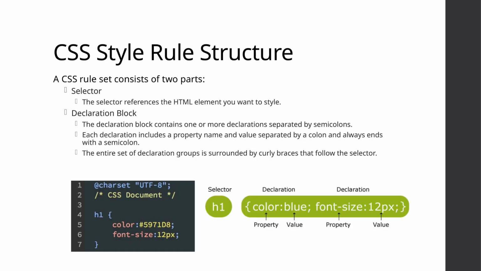A CSS rule set is composed of a selector and a declaration block. The selector targets the HTML element to style, while the declaration block, enclosed in curly braces, contains property value pairs separated by semicolons. Each declaration ends with a semicolon, ensuring clarity and structure in styling.